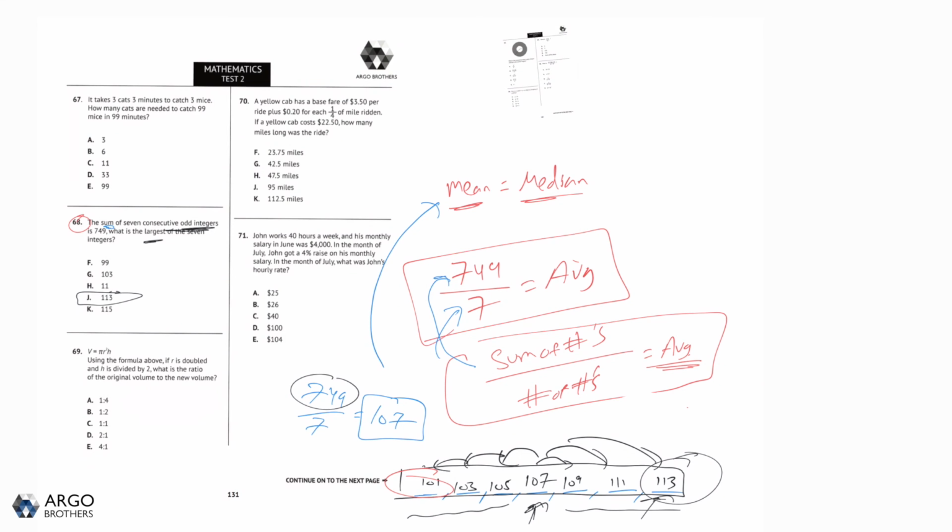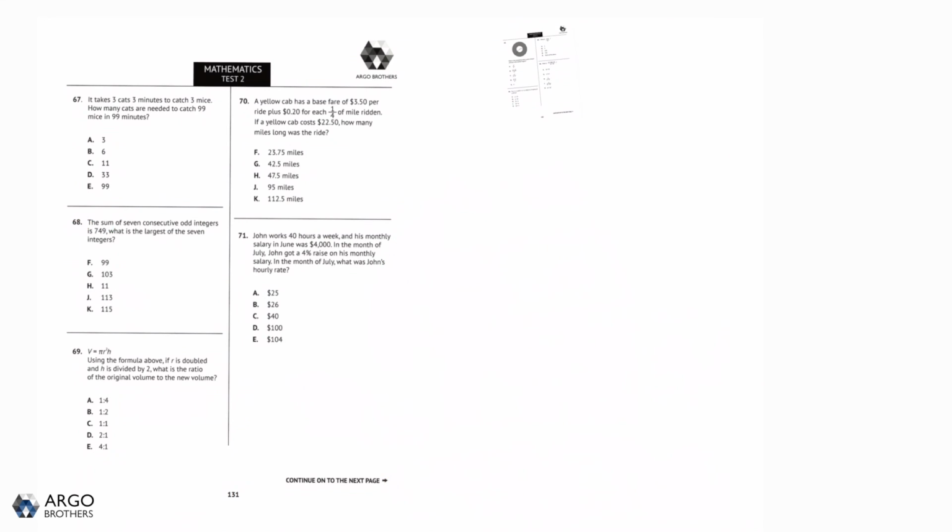Let's take a look at the next question. Question number 69 can also be tricky if you're not careful. V is equal to pi r squared times h. Using the formula above, if r is doubled and h is divided, what is the ratio of the original volume to the new volume? Okay, fantastic. So r is being doubled, right? So V is equal to pi r squared times h, and r is being doubled, not r squared, not pi r squared, nothing, just r itself.